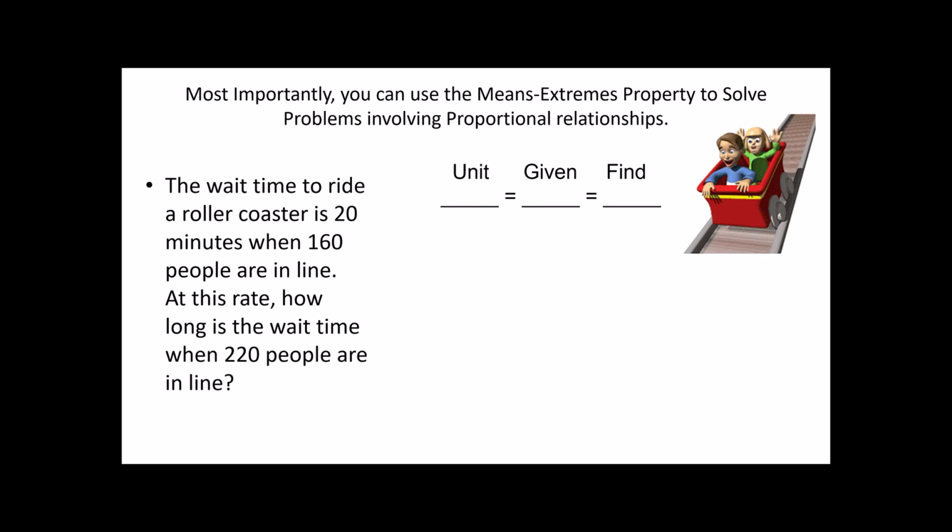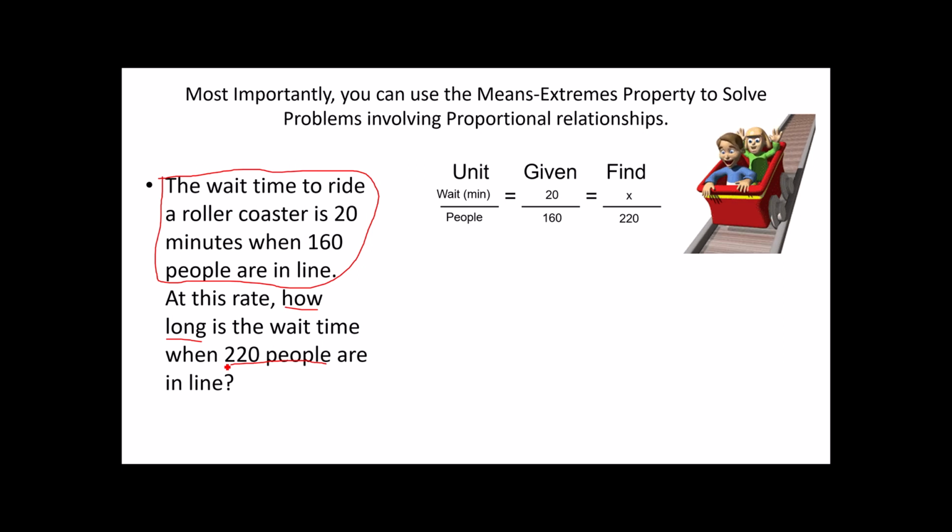The wait time to ride a roller coaster is 20 minutes when 160 people are in line. Notice we're comparing the amount of time to the number of people. At this rate, how long, they are asking me to figure out the time when there are 220 people. Notice I filled in my unit. I know the wait time goes on top and the people go on bottom. It's 20 minutes when 160 people are in line. I know they asked me to figure out how long, so my variable is the wait time. And they give me the number of people. There's 220 people. What's the wait time?